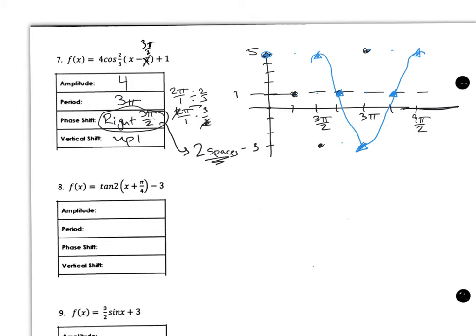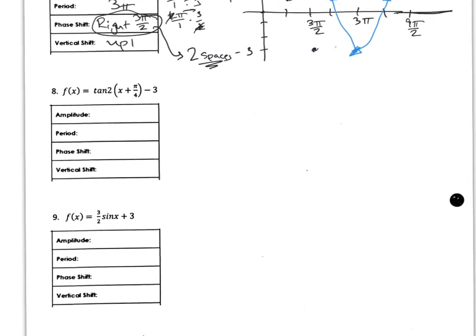And notice that the cosine graph just sort of starts right here. That's fine. It's slid over to the right. It does not have to touch the y-axis. Don't worry about drawing it so that it does.